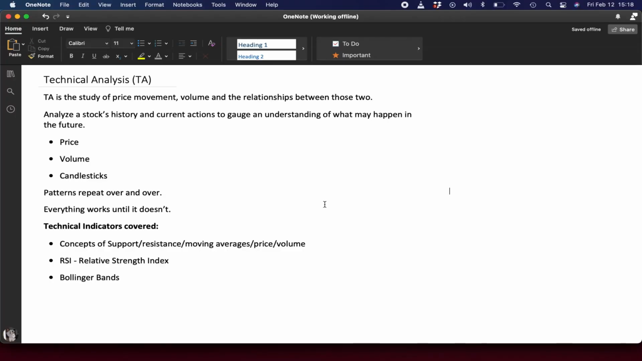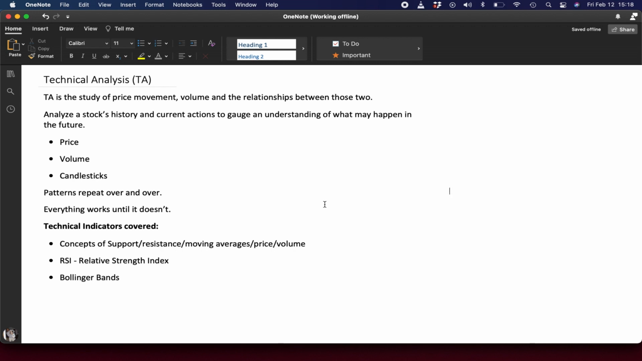Technical analysis, TA, is the study of price movement, volume, and the relationships between those two. And the goal here is to use TA to increase our probability of successful trades. Now, TA is just analyzing a stock's history and current price actions to gauge an understanding of what may happen in the future. The number one critical thing here is price.